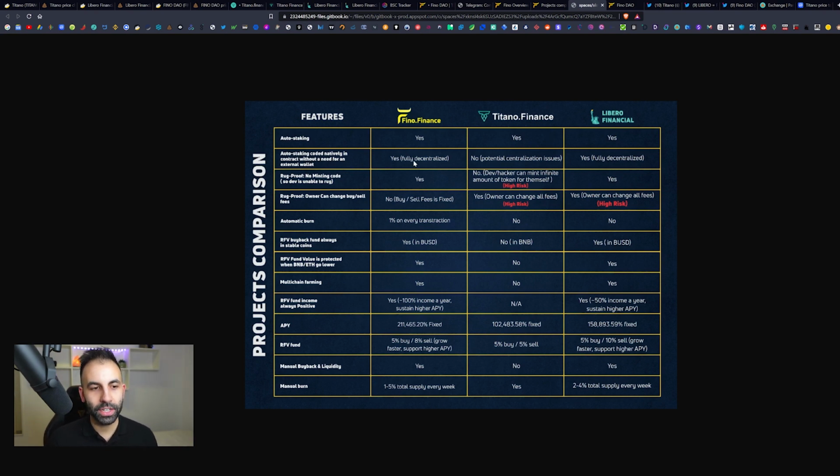So this is fully decentralized. It is rug proof. The owner can't change the buy or sell fees of the contract. They are fixed, so that will never change. 1% on every transaction automatic burn, that is automatic. With Titano Finance and Libero Financial, that is not. It is manually done by the team. So with this, you are insured that you're getting 1% burned every single transaction, which is slowly decreasing the supply of the tokens.